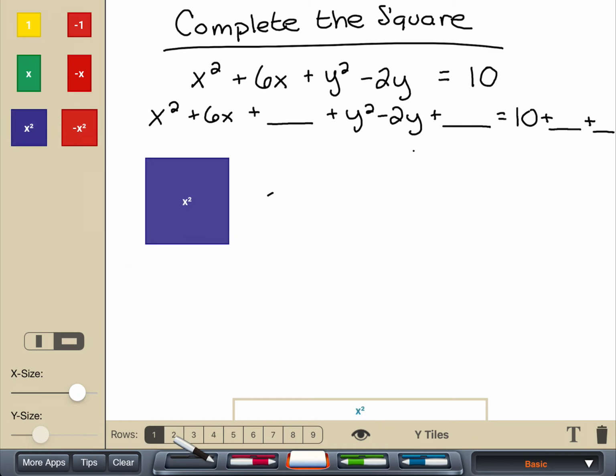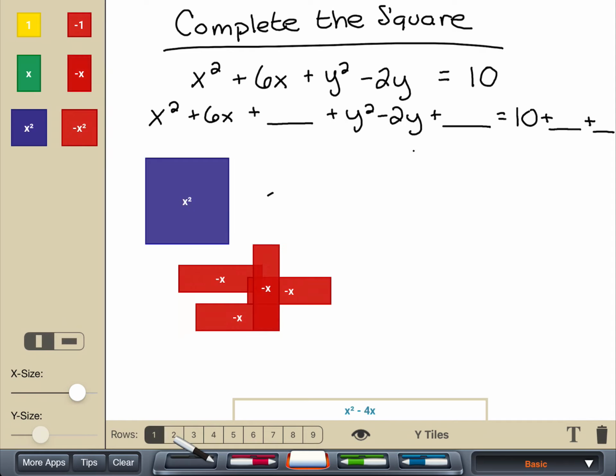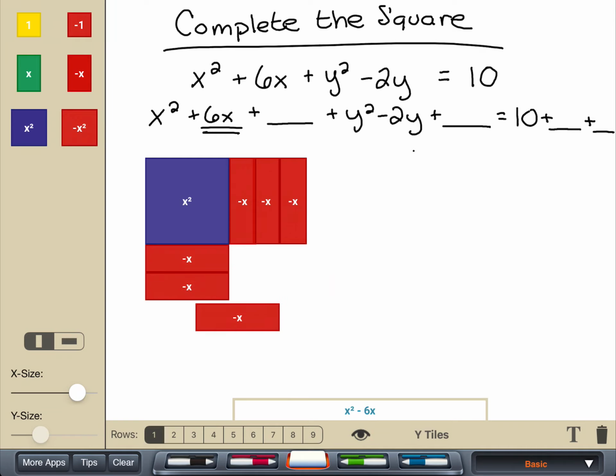So I'm going to take an x squared, and I'm going to take 1, 2, 3, 4, 5, 6 x's because of the 6x right here. I'm going to split them, 3 of them on that side and 3 on this side, because the whole point is to make a square. So it has to be the same on both sides. We need to figure out what is going to go in that last spot.